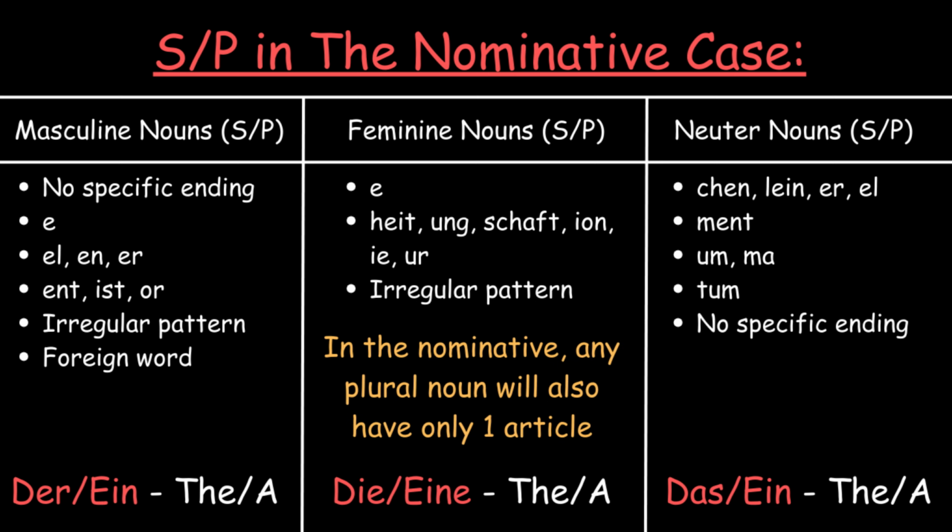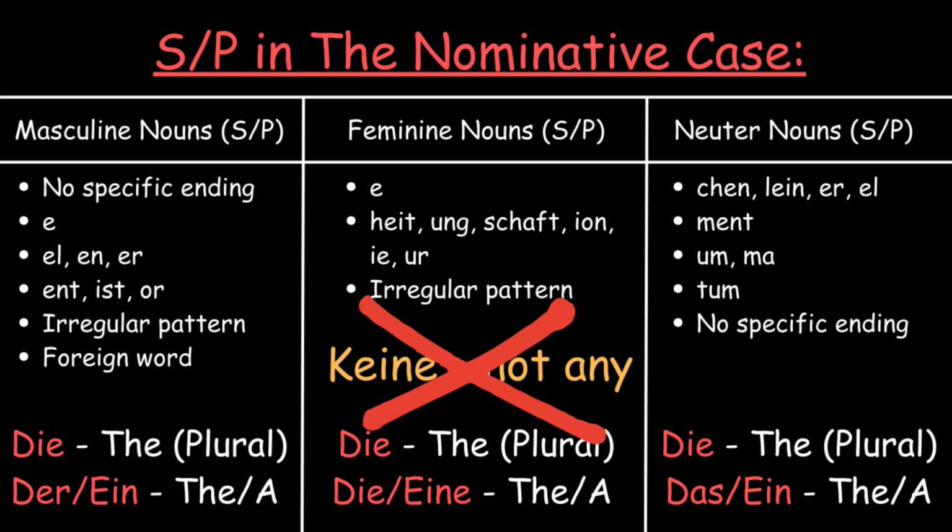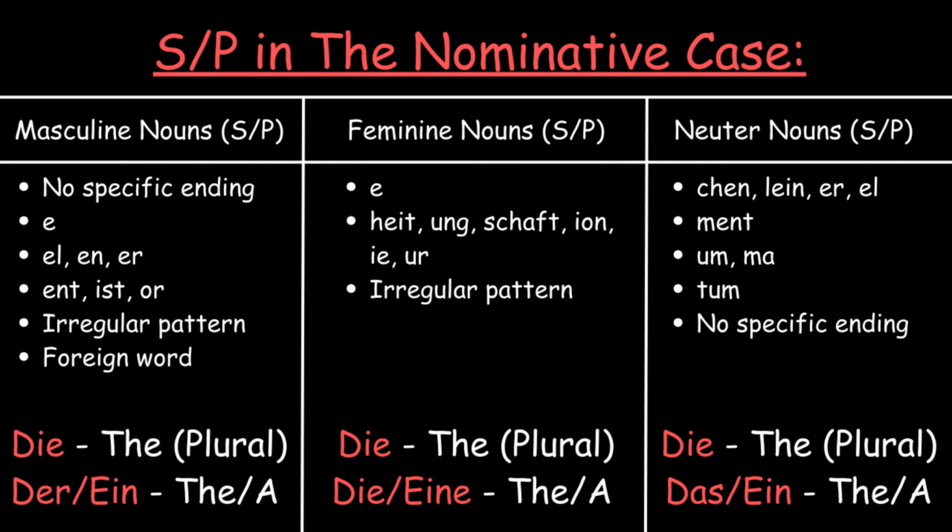In the nominative, any plural noun will also have only one article, so German borrows its articles when plural, and shares only one plural article across any plural noun. The definite article is die, and the indefinite article is keine. I will not be showing keine, but die will be used, because in the nominative, it's the only article that applies to any plural noun, regardless of the endings.